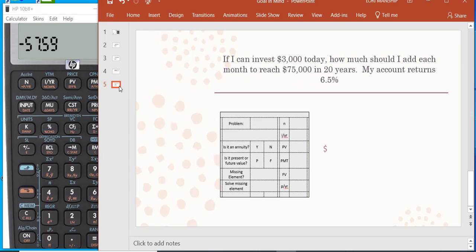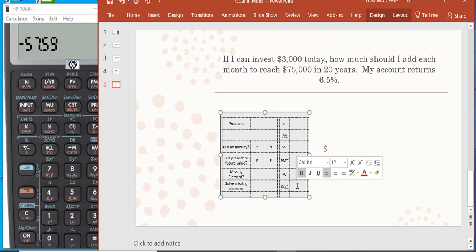So you have to have multiple things we're typing in. In the previous ones, we didn't have a number we were typing in besides 0. This time we actually are going to have another number. So I can invest $3,000 today. How much should I add each month to reach $75,000 in 20 years? My account returns 6.5%, and that was supposed to say monthly. I did say it there. So the returns are going to be compounded monthly, so 12 times per year.